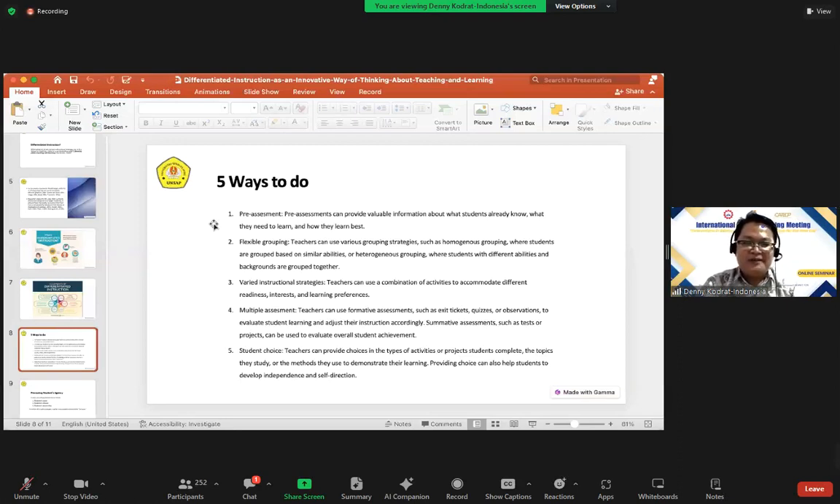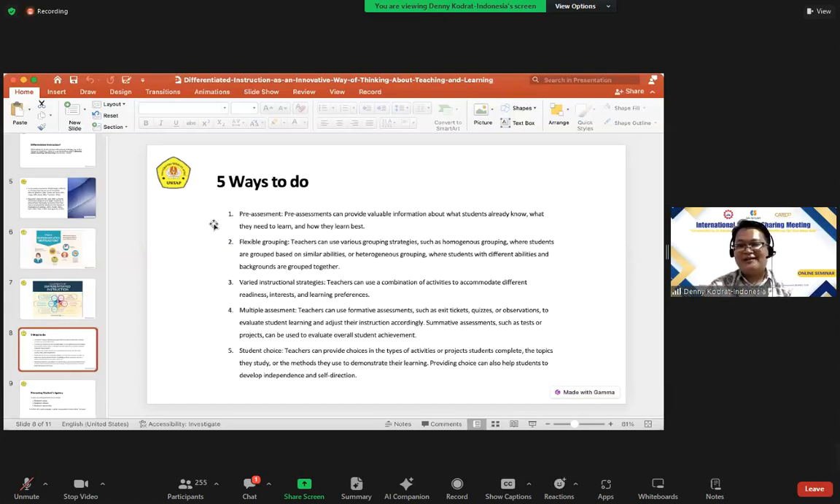And next, number 4, multiple assessment. Teachers can use formative assessment such as quizzes, exit tickets, and observation to evaluate students' learning and adjust their instruction. Also, teachers can use summative assessment such as tests or projects to evaluate overall students' achievement. And the last, students' choice. Teachers can provide choices in the types of activities or projects students complete, the topic they study, or the method they use to demonstrate their learning.